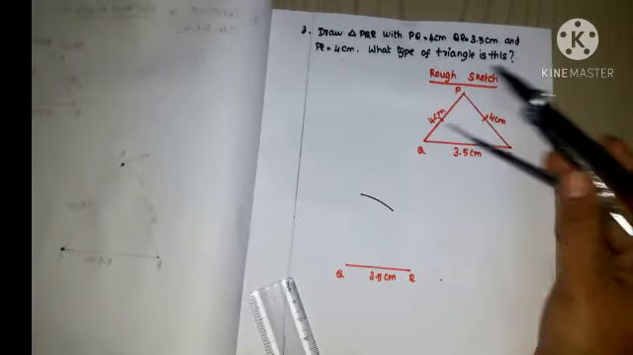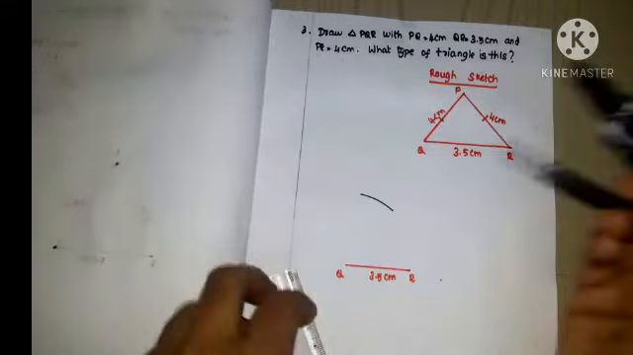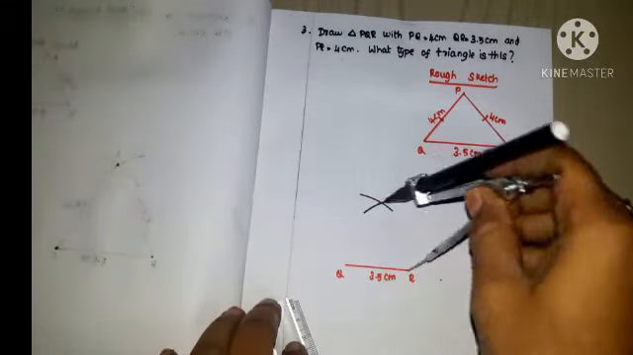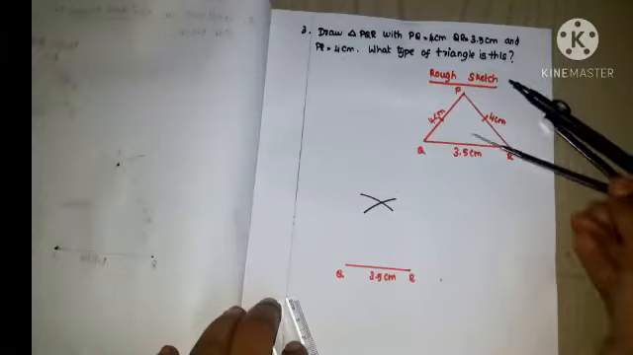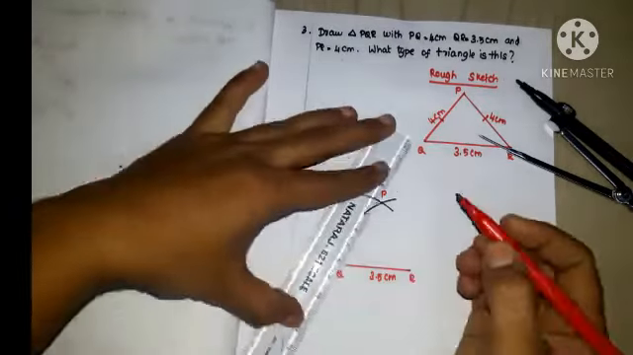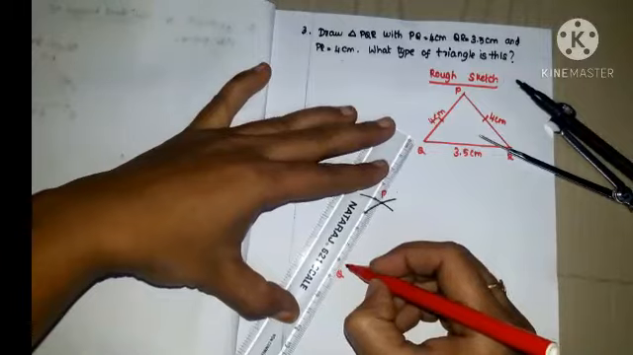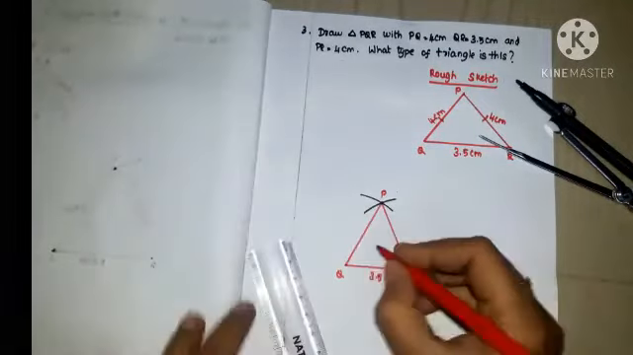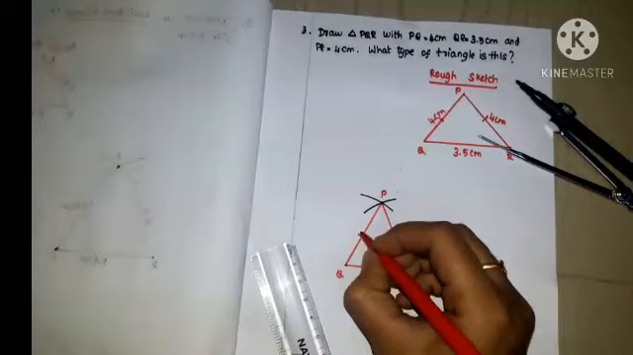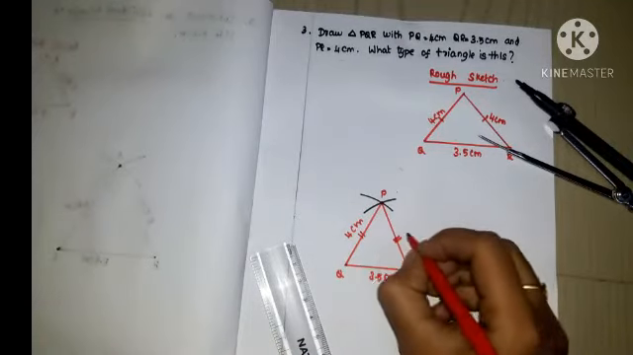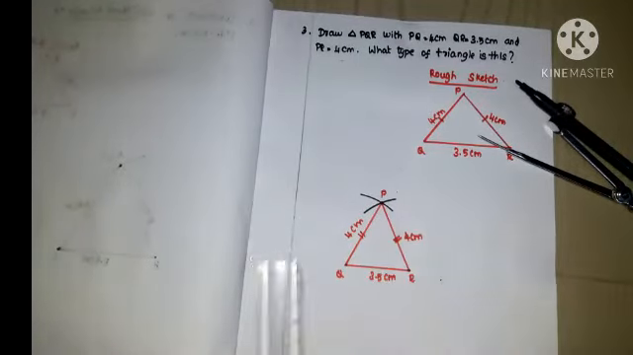So why is it having the same measurement? Without changing the measurement on the compass, keep the needle at R and draw another arc which cuts the previous arc at one point. So that point is marked as P. Now join PQ and PR. These two sides are equal so I am able to say this triangle is an isosceles triangle.